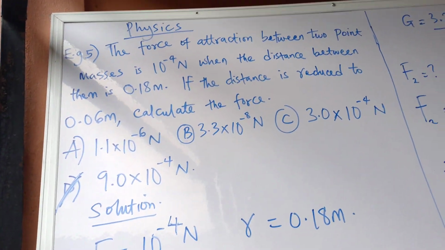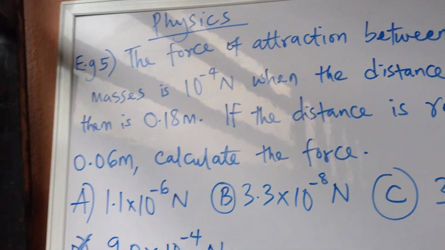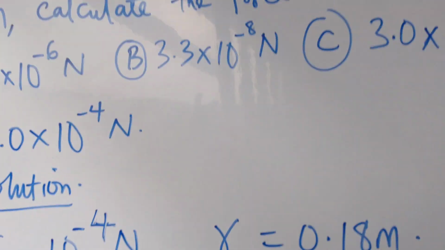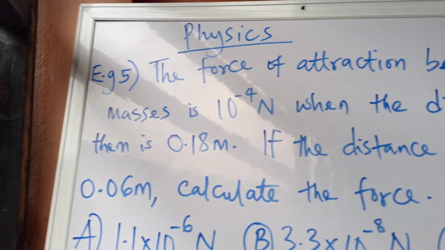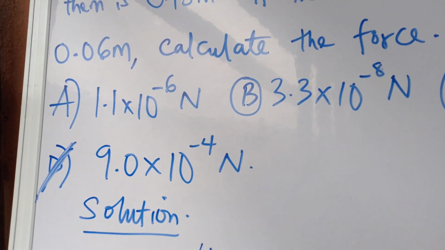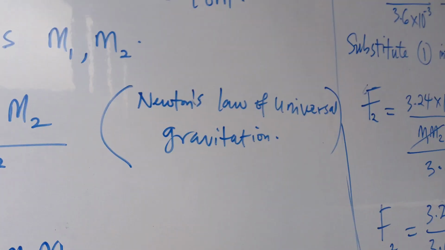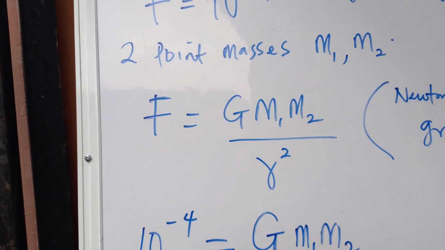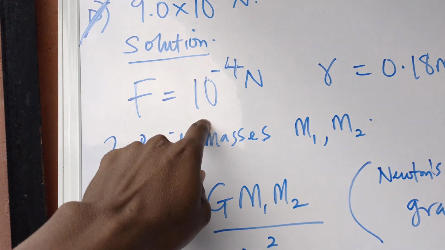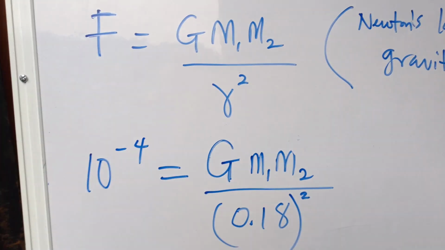They say the force of attraction between 2 point masses is 10 raised to the power minus 4 Newton. We stated that as 10 raised to the power minus 4 Newton when the distance between them is 0.18. The distance r is 0.18 meter. Say the 2 point masses are M1 and M2. Using Newton's law of universal gravitation, we have F equals G M1 M2 over R square. The value of F is 10 raised to the power minus 4 Newton. You put it here. Then the value of R is 0.18.